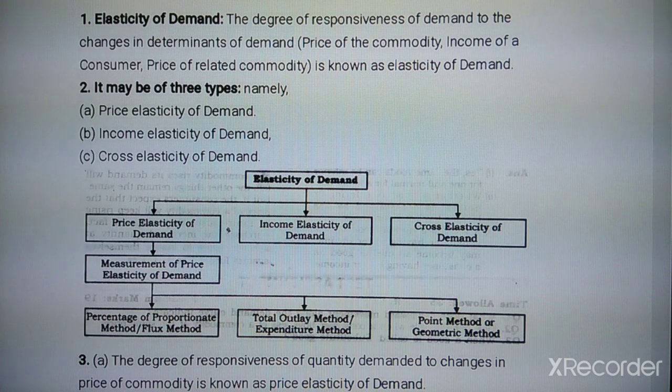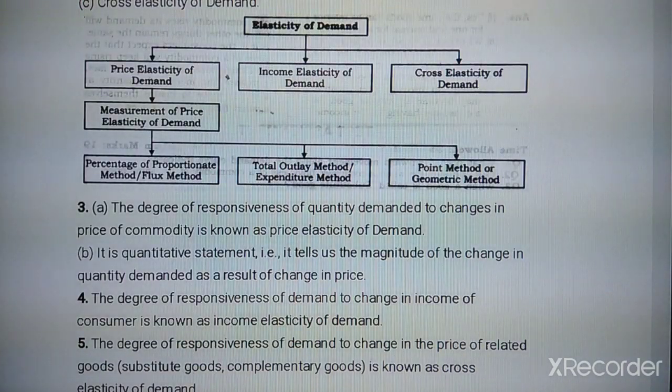Now this price elasticity of demand can be measured in three different ways. The first is called the percentage or proportionate method, or flux method as we also call it. The second is the total outlay method, or expenditure method. And the third is called the point method or geometric method. All these three methods we will study in this lesson.